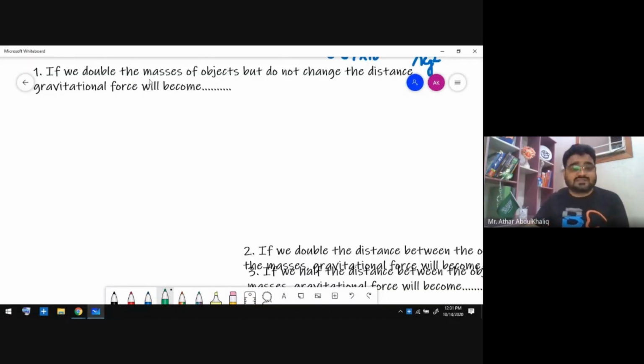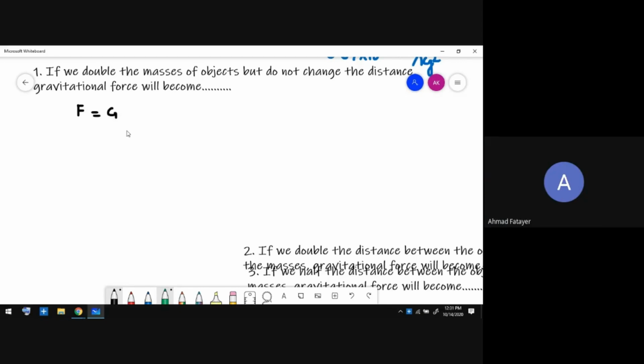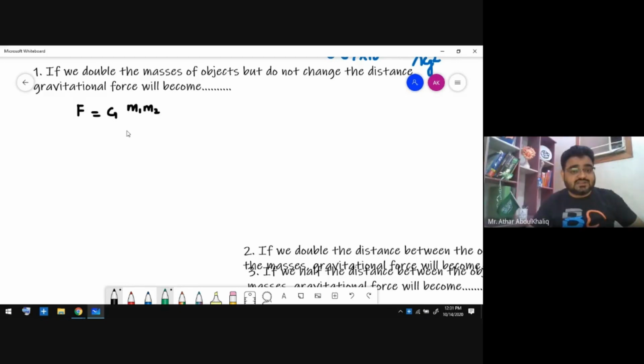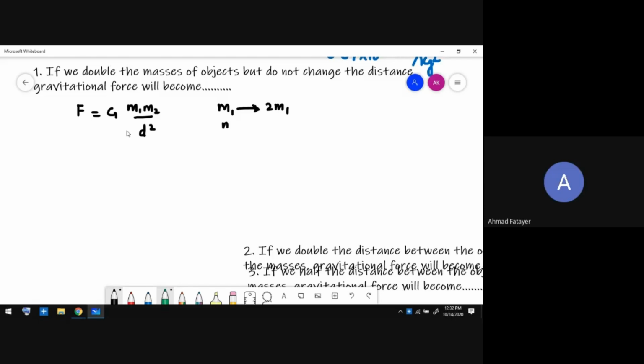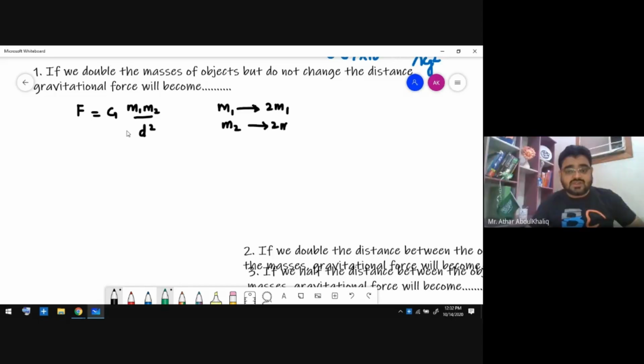If we double the masses of the object, yes Ahmed, if we double the masses of the object but don't change the distance, what will happen to the gravitational force? Let me write the equation. If you forget, the equation of the gravitational force is G m1 m2 over d square. I am saying that we double the mass. m1 will change into 2 times m1, and m2 will change into 2 times m2.